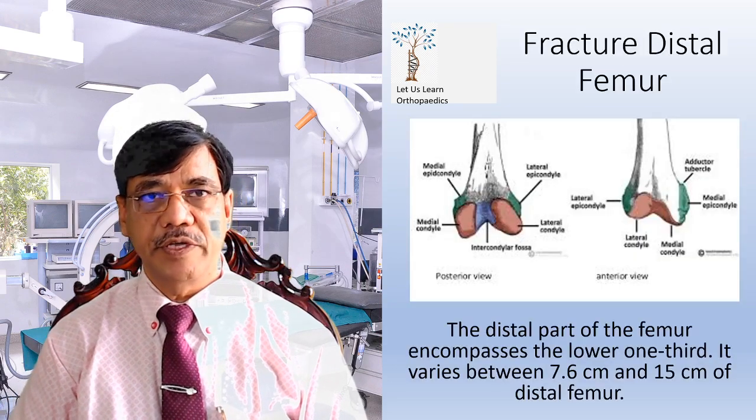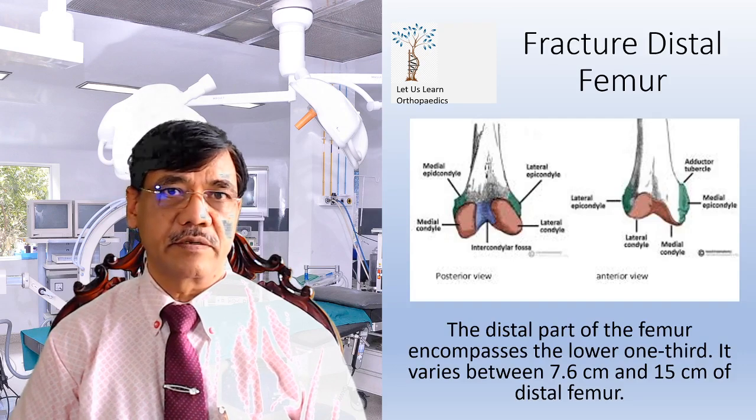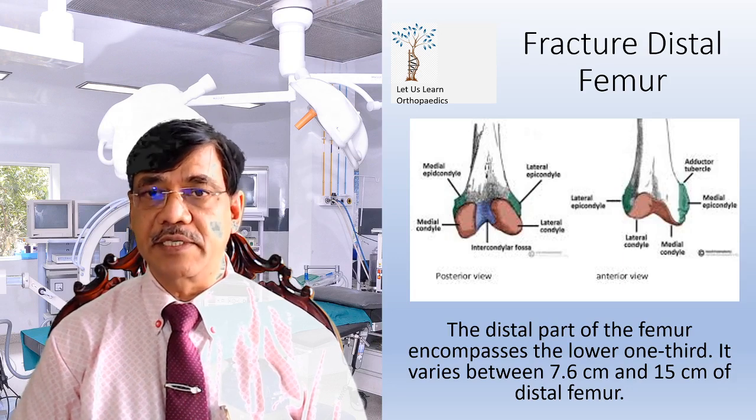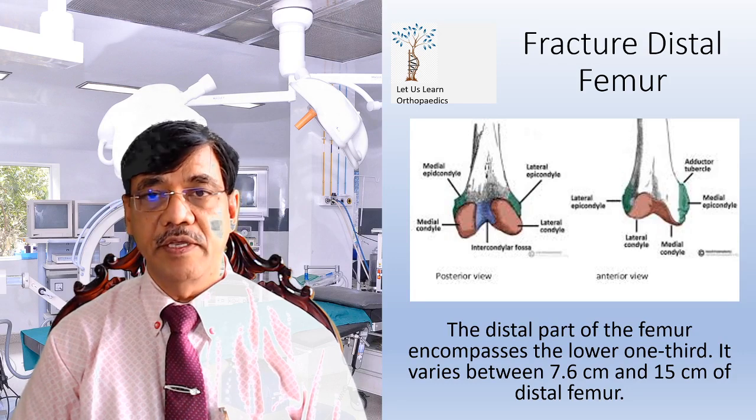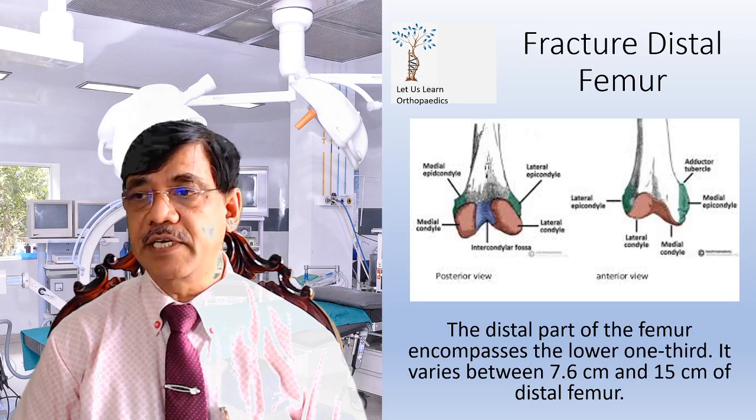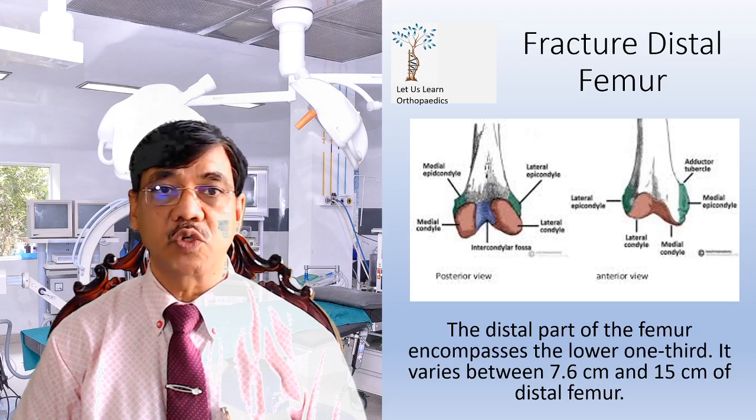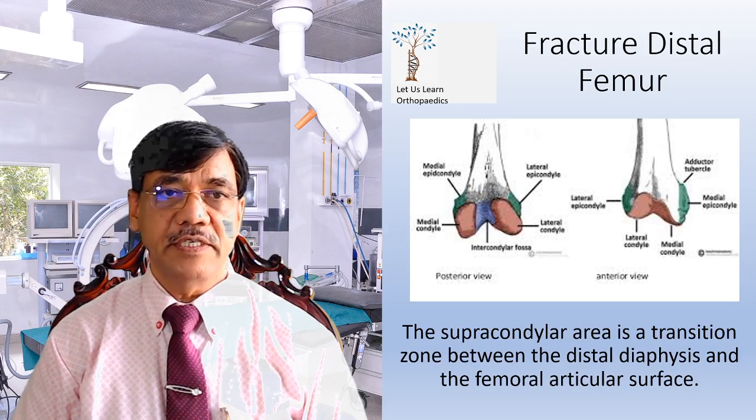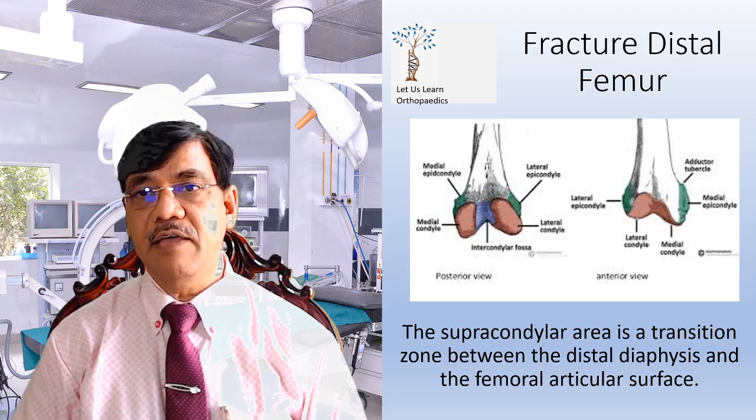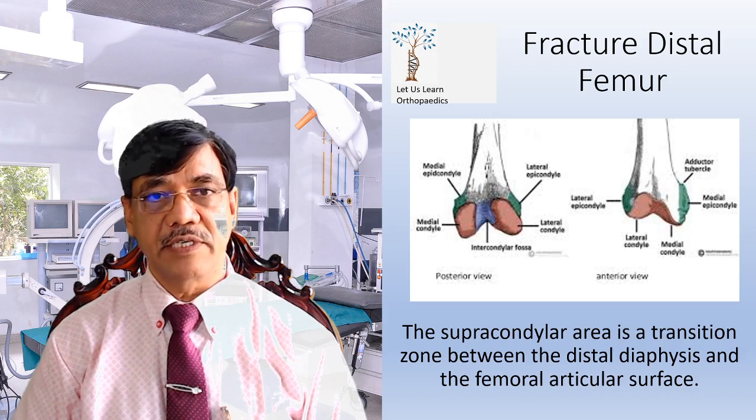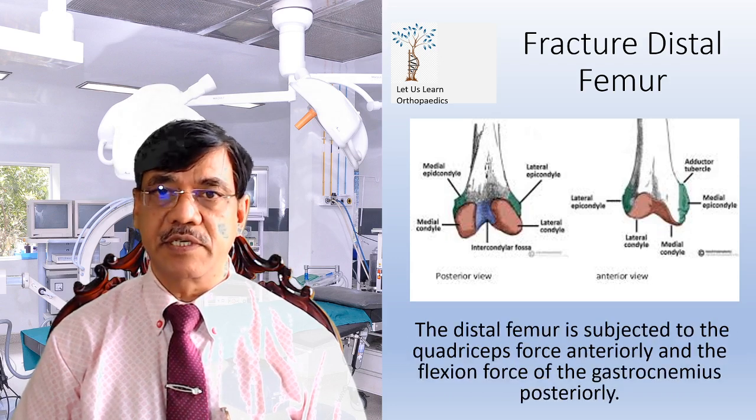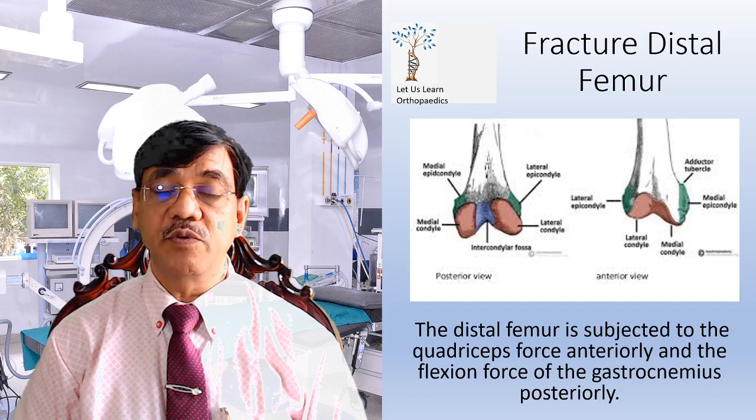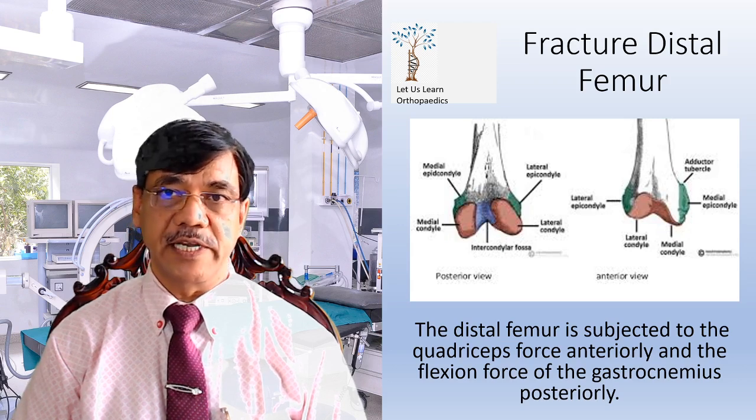Dear students, today we are going to discuss the fracture of distal femur. Now the distal part of the femur encompasses the lower one-third. It varies between 7.6 centimeters and 15 centimeters of the distal femur. The supracondylar area is a transition zone between the distal diaphysis and the femoral articular surface. The distal femur is subjected to the quadriceps force anteriorly and the flexion force of gastrocnemius posteriorly.